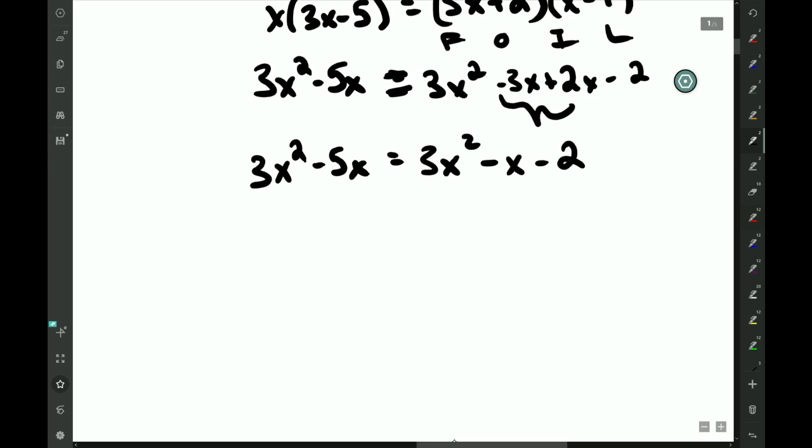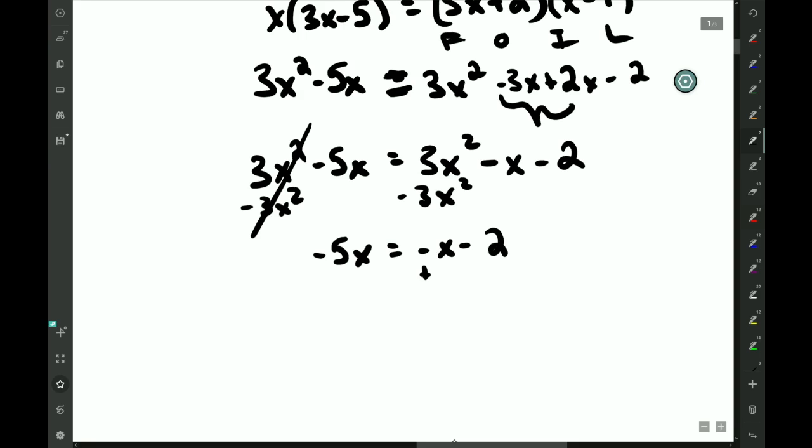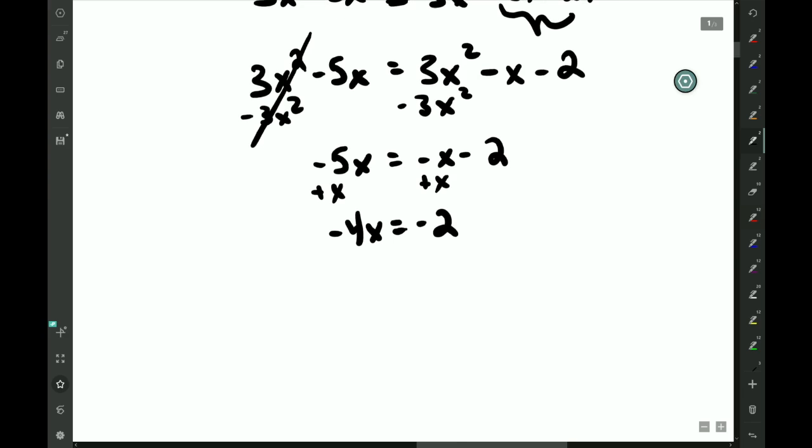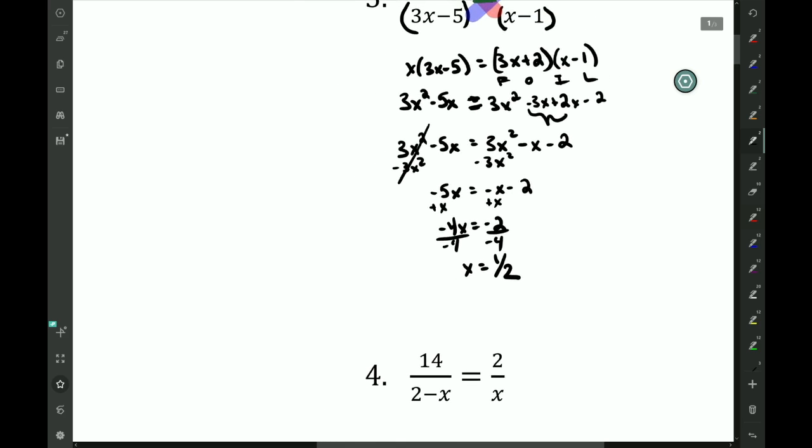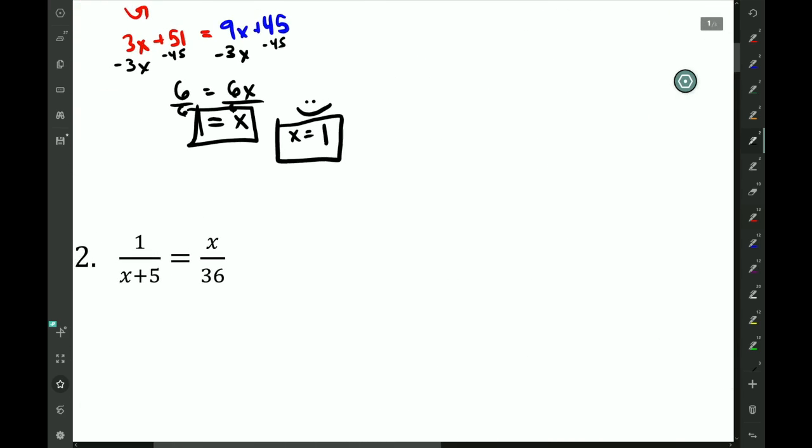So let's move negative 3x squared over. Hey, those are going to knock out. Negative 5x equals negative x minus 2. Let's move plus x over. So negative 4x equals negative 2. And lastly, divide by negative 4, I have x equals 1/2. Okay? So really cross multiplying and then all of your skills from before.